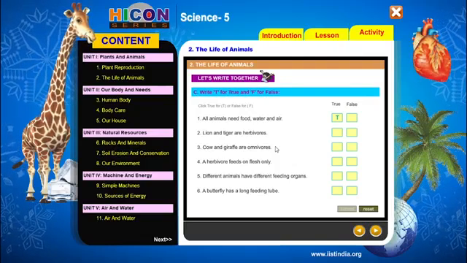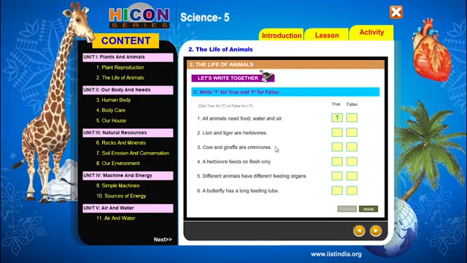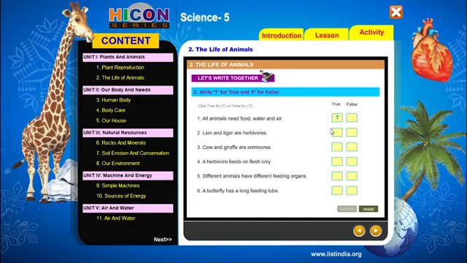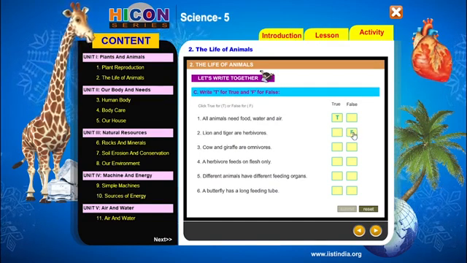But in the second sentence, they have given that lion and tiger are herbivores. So this is the wrong one. So the given sentence is false. So write F in the box given under false.